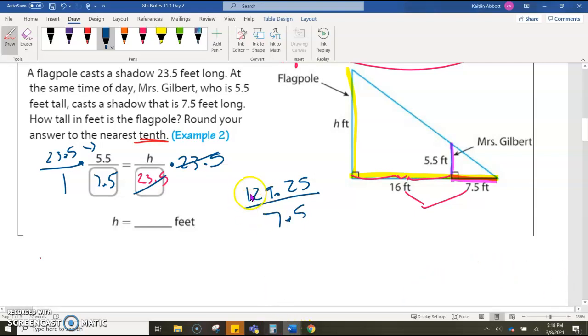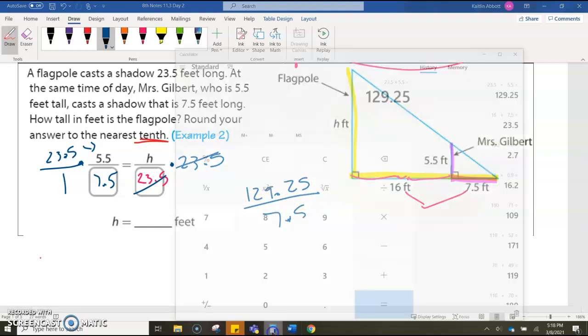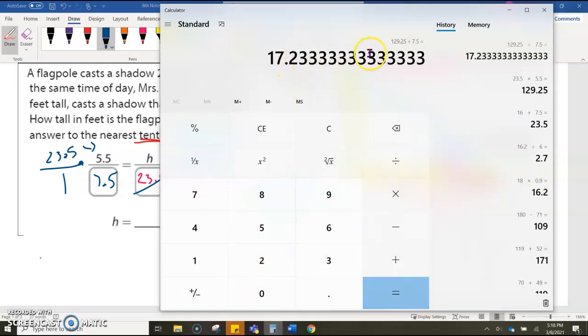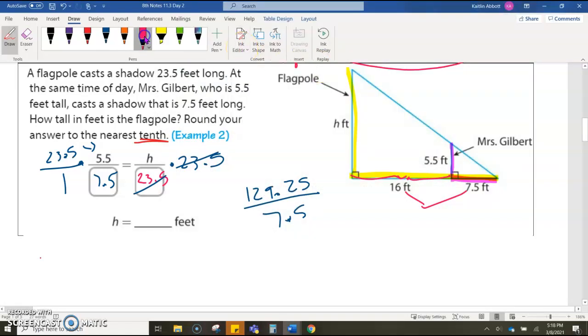Last but not least, you just put this in the calculator. See how I'm leaving it in the calculator? So I'm going to take this 129.25 divided by 7.5 equals. Remember it said round to the nearest tenth? Tenth is in this spot. So it's going to be 17.2. Does the 3 tell me to go up or down? If it's 5 or higher, we go up. If it's 4 or lower, we stay. So it's going to be 17.2. So our final answer is 17.2 feet.